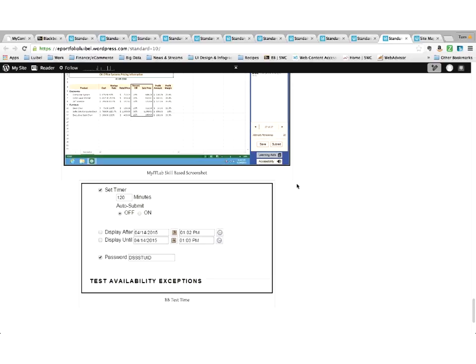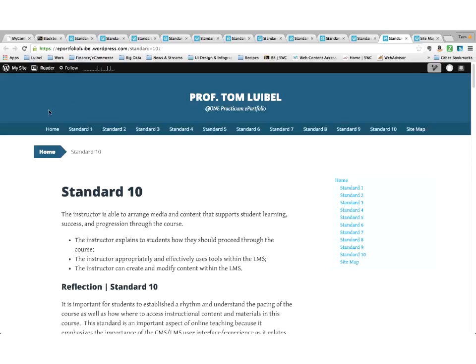And then finally, both in MyITLab and in Blackboard, if an accommodation needs to be made, I can increase the time for a test or an assessment, and they can either take it in my class or they can go over to the high-tech center and take it. So that concludes the grand tour of Tom's e-portfolio.